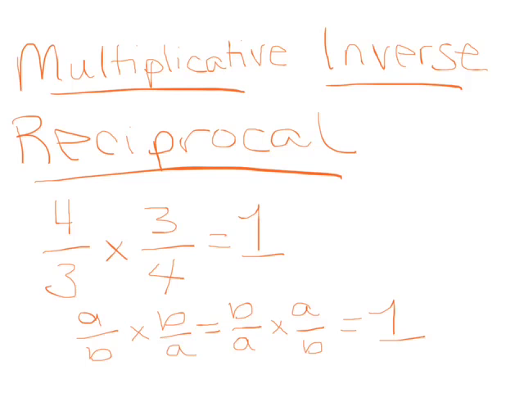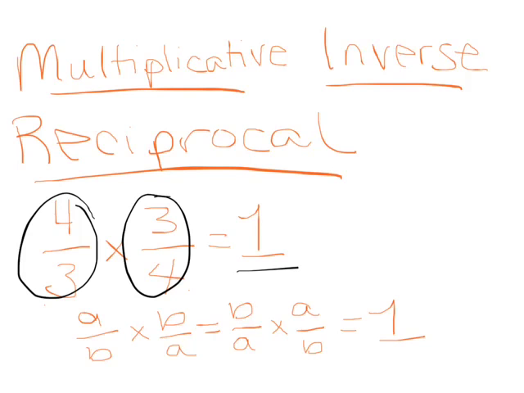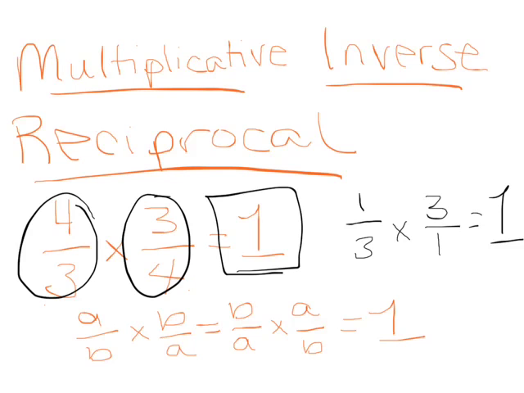What this means is that, for example, we have 4 thirds times 3/4 equals 1. Now, 4 thirds and 3/4 become multiplicative inverses or reciprocals of each other because when multiplied, they equal 1. So we could look at this as maybe 1/3 times 3, and essentially 3 is actually 3 over 1, and this would also equal 1, and that we know is a multiplicative inverse or a reciprocal.